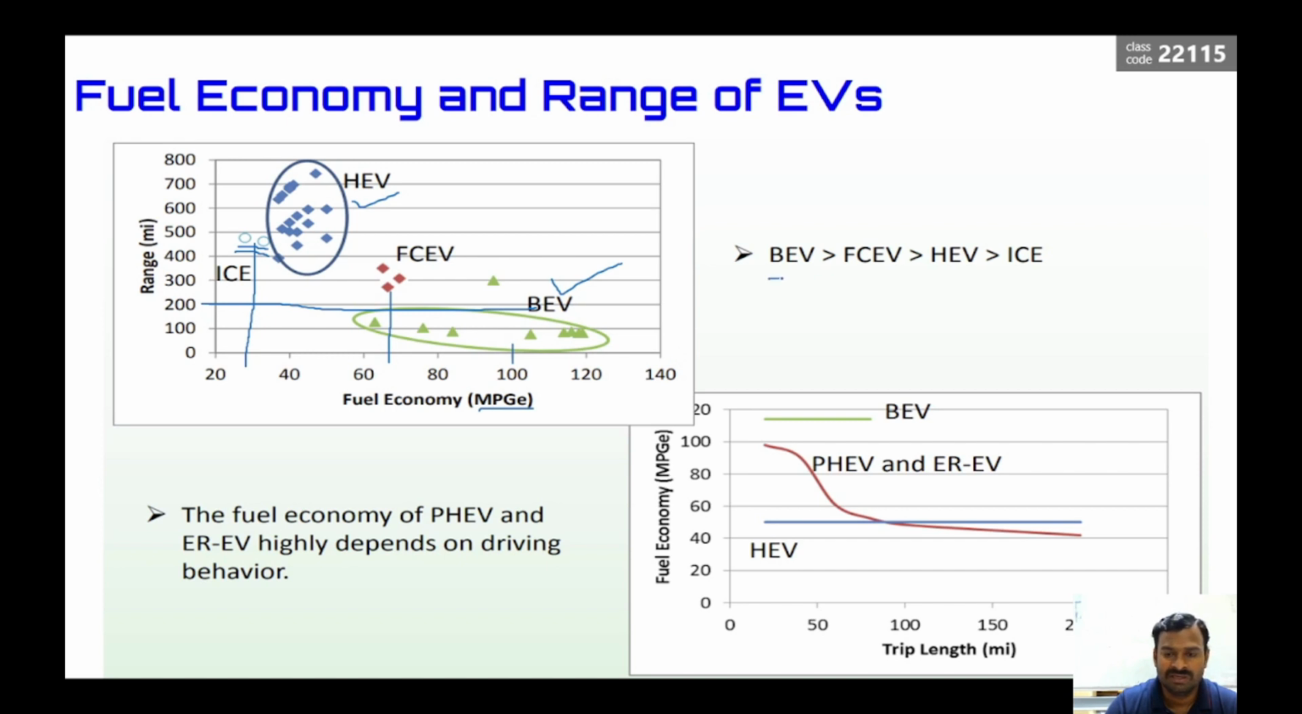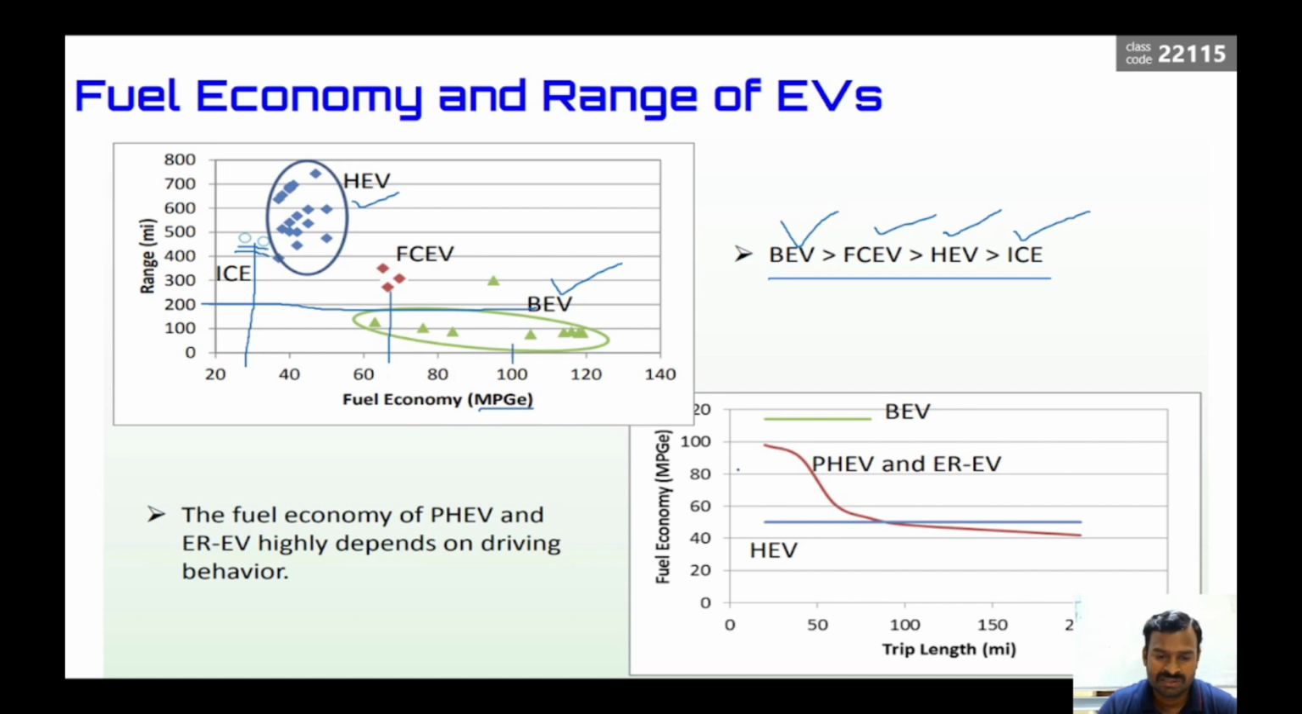In summary, it is given here. The fuel economy for BEV is more than FCEV, and FCEV economy is more than HEV. HEV economy is more than ICE. So this is the fuel economy and range graph.